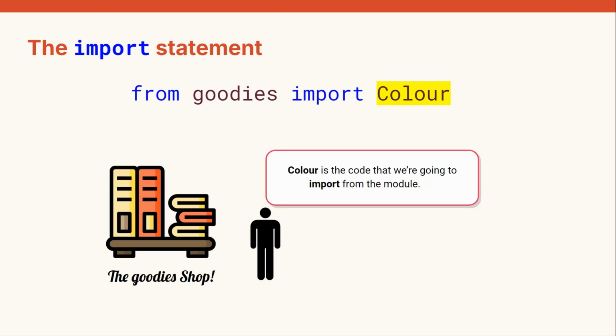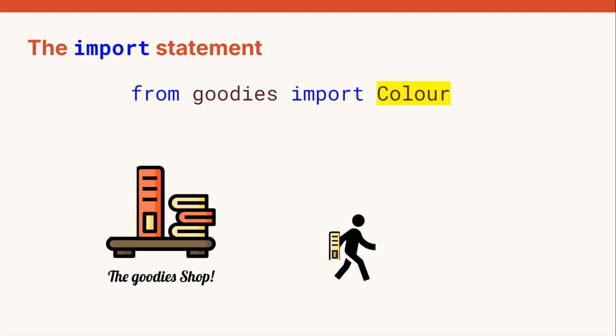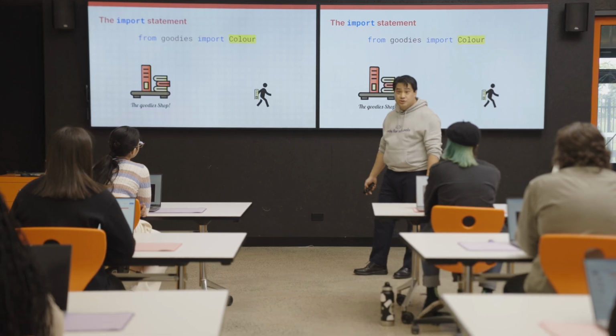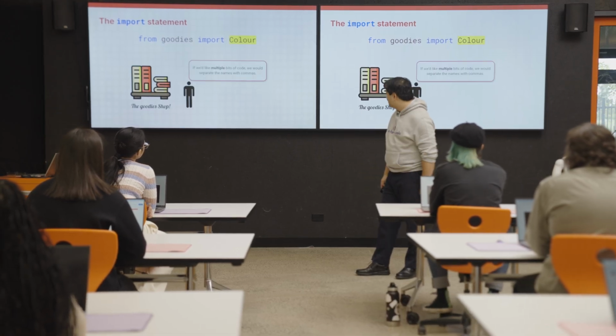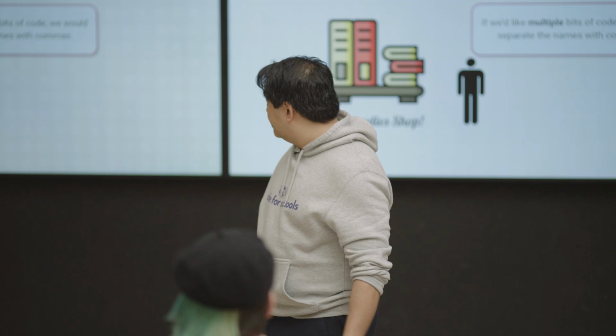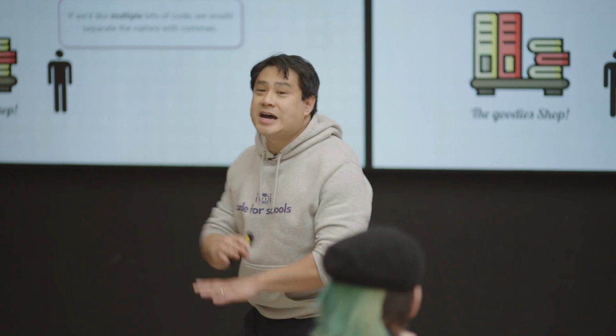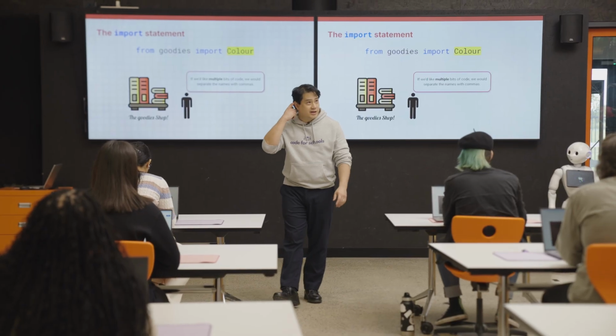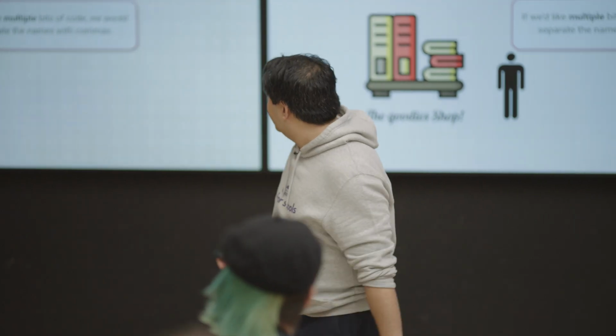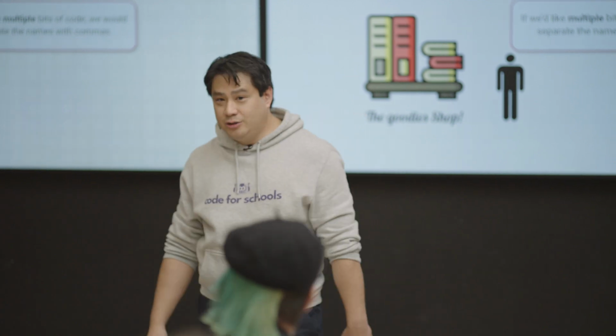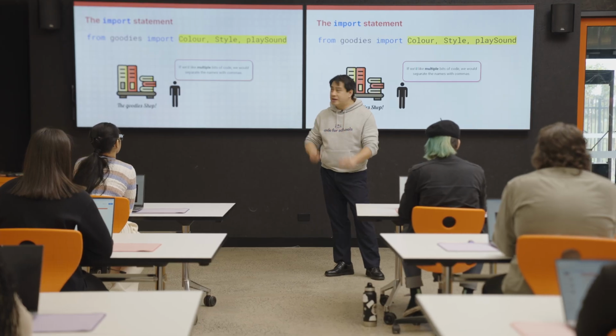Look, the guy's taking the color module, and he's walking away, and now he can use color in his code. That's buying one thing. Alternatively, or additionally, you can buy multiple things. The goodies shop has tons of stuff in it. It's almost like a Kmart. So you can buy, for instance, style, so you can style your text. We'll talk about that in a bit.